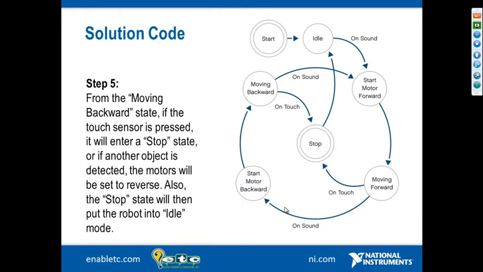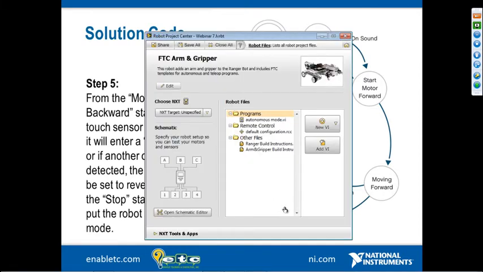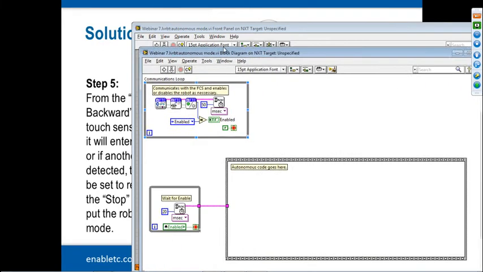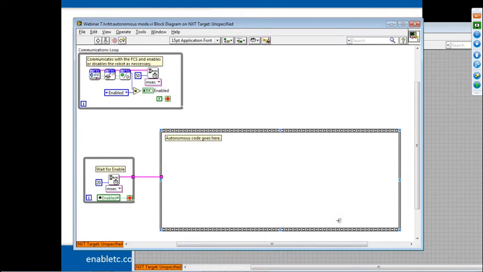So let's begin actually implementing this code. Let's go into LabVIEW. We're going to put this right in our autonomous mode. So we open our autonomous mode program up, go to the block diagram. Recall that our autonomous code goes here and start programming.